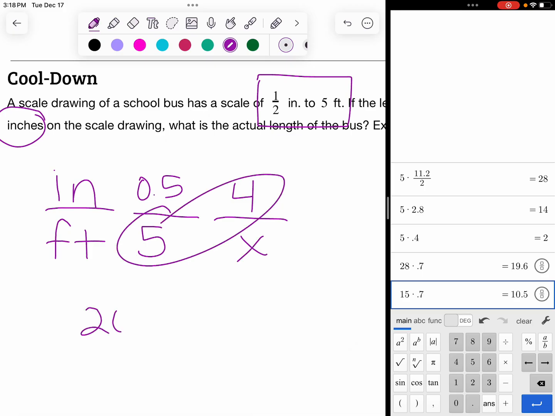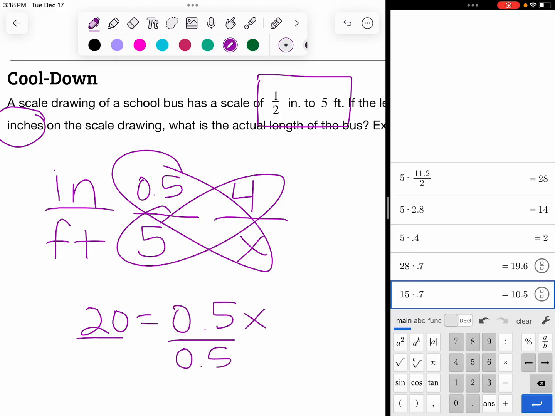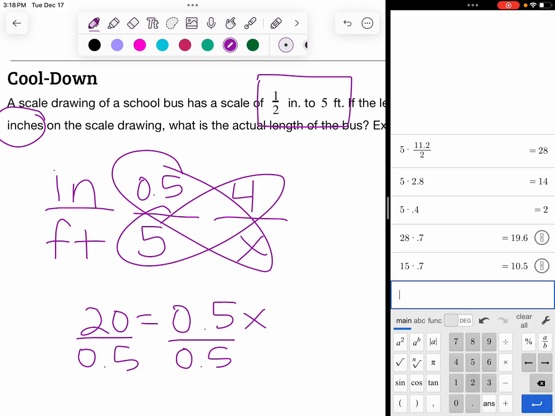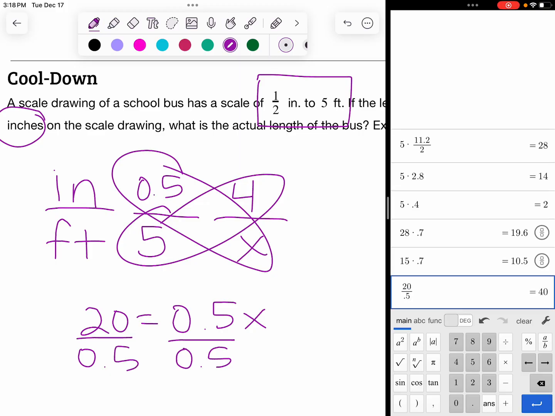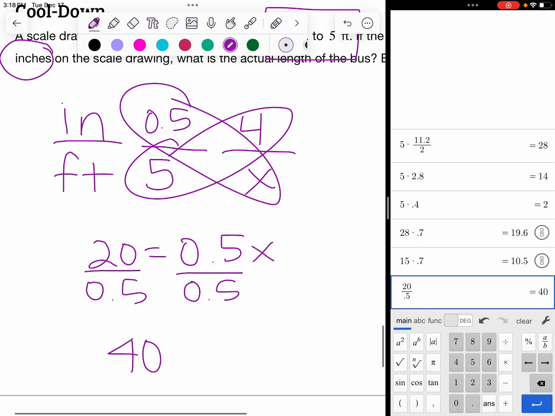5 times 4 is 20. 1 times x is x. So x equals 20, and we are talking about feet.